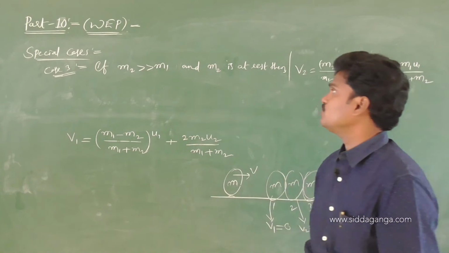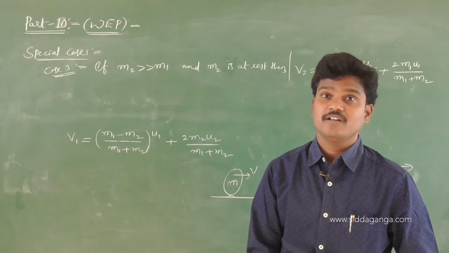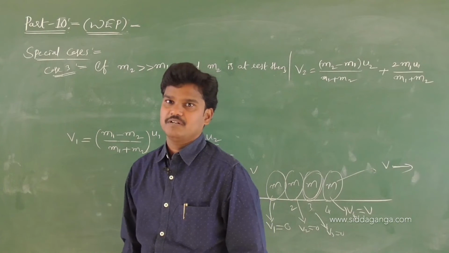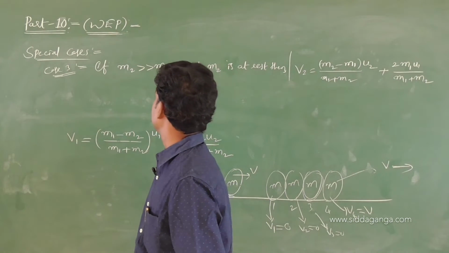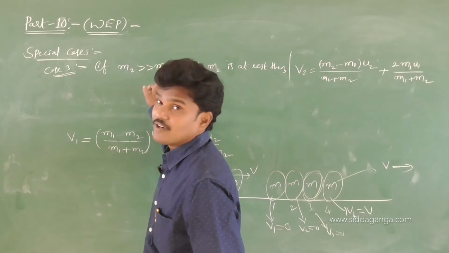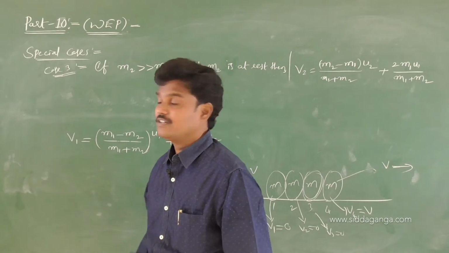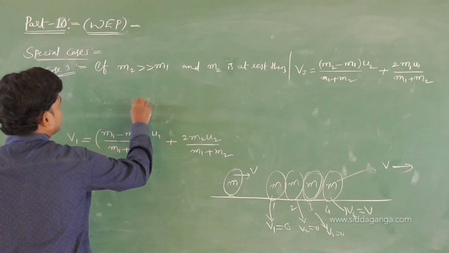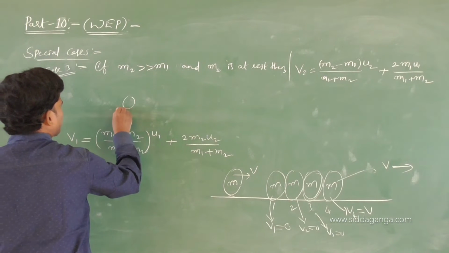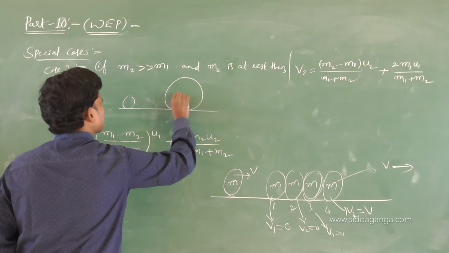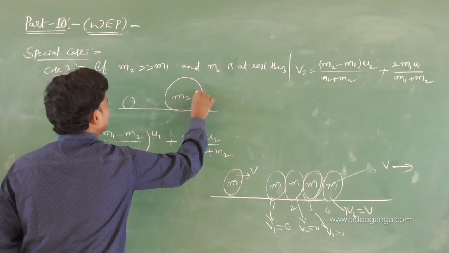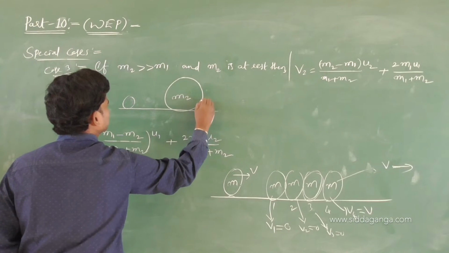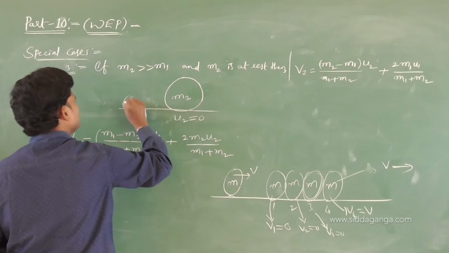Try the next one. m2 greater than m1 means m1 is negligible. m1 is very small compared to m2. Heavier particle hits a smaller particle. m2 greater than m1 and m2 is at rest. No, sorry, the smaller particle hits the heavier particle because m2 is at rest. Smaller particle is m1. This is m2, u2 is 0, and this is m1.